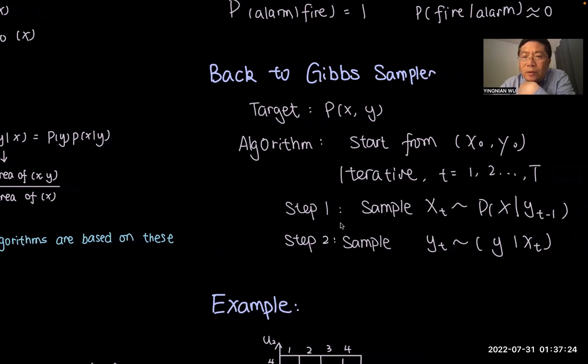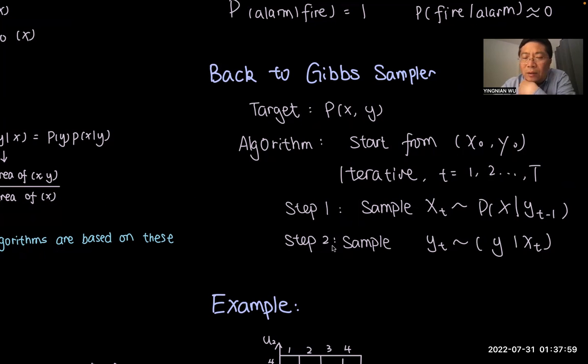So in each iteration, you go over 2 steps. In the first step, you sample xt: you update the value of x from the conditional distribution of x given the current value of y, which is yt minus 1, from the previous iteration. In step 2, you update y from the conditional distribution. There should be p here, the probability of y given the current value of x. The current value of x is xt because you already updated xt.